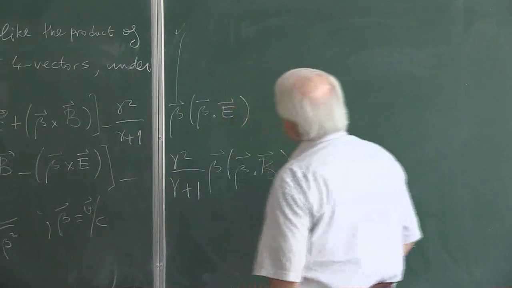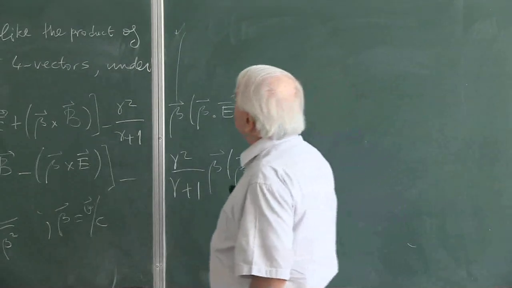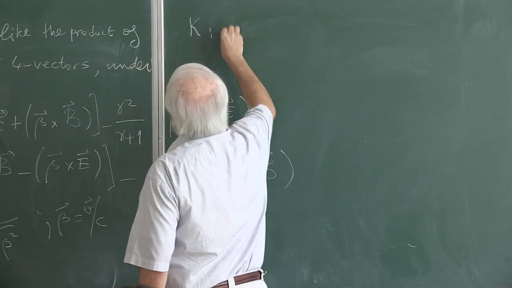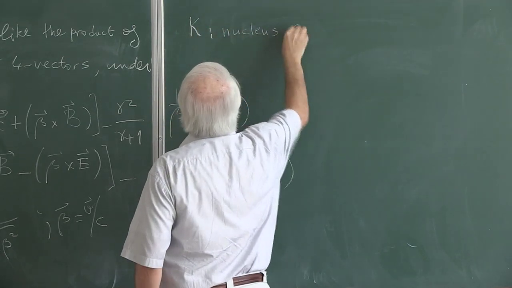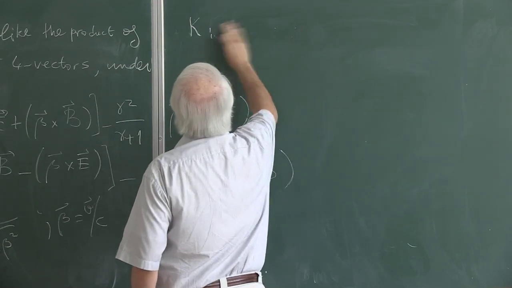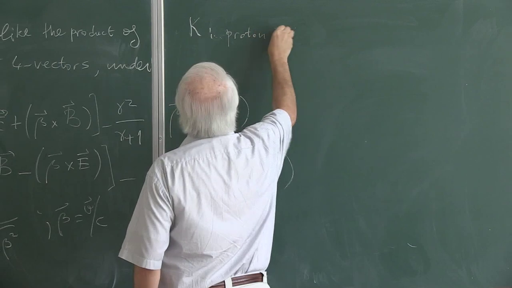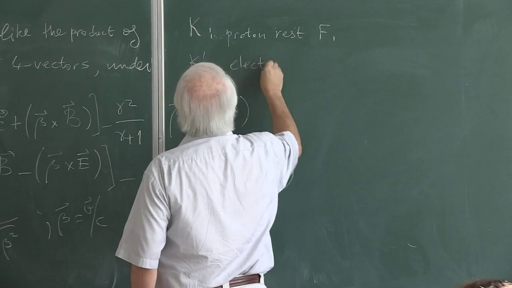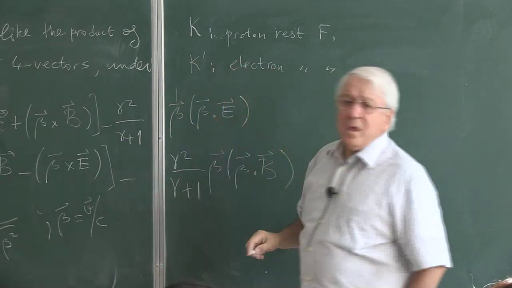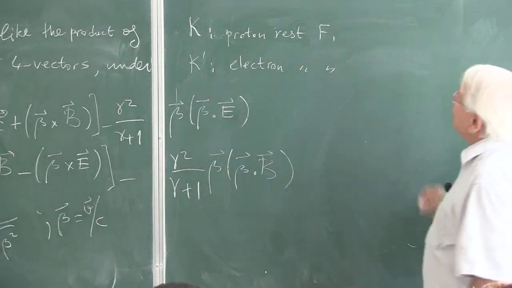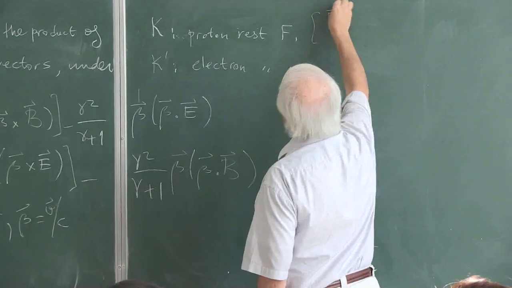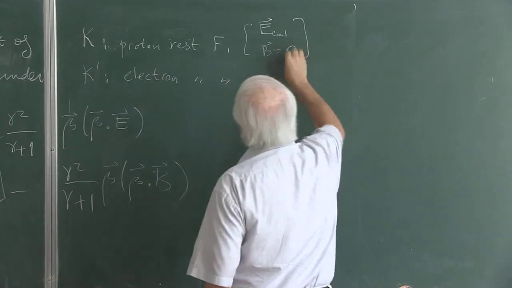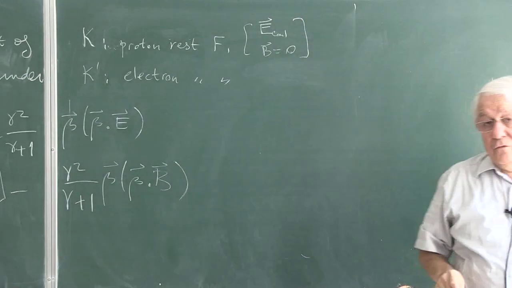Now, I have erased the picture. K is the nucleus rest frame, or let's make it the proton rest frame, and K prime is the electron rest frame. So in the proton's rest frame, you have E, which is the Coulomb E, and B equals zero. So you have only electric field. Let's see what we have in the electron's rest frame.